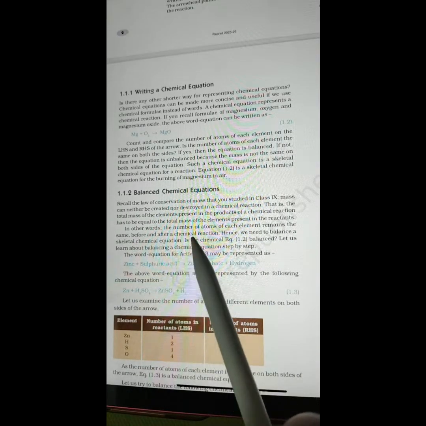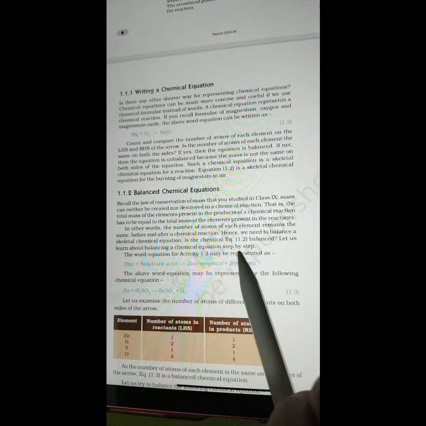Recall the law of conservation of mass that you studied in class 9th. Mass can neither be created nor destroyed in a chemical reaction. That is, the total mass of the elements present in the products of a chemical reaction has to be equal to the total mass of the elements present in the reactants. In other words, the number of atoms of each element remains the same before and after a chemical reaction. Hence, we need to balance a skeletal chemical reaction. Is the chemical equation 1.2 balanced? Let us learn about the balancing of a chemical equation step by step.